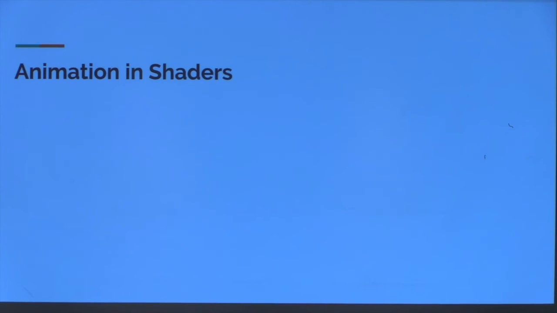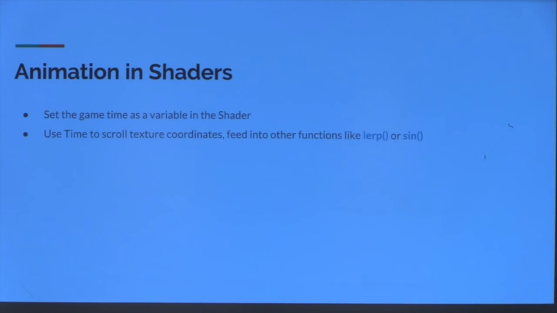So bubbles tend to float up in real life, so let's try to do some animation on our shader. Let's see if we can get those bubbles to slowly drift up in a way that looks somewhat plausible. So you can do something like setting the game time, the total time that the app has been running, as a shader variable, and then use that in your shader for all kinds of stuff. You can use it to scroll texture coordinates, or you can use it as part of your lerp function, or maybe you pipe that into the sine, the trigonometric sine wave function, to get an oscillating, repeating motion.